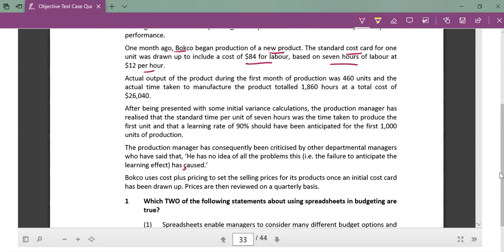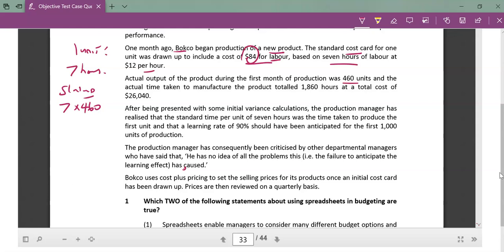So this is quite normal. This is what we do, isn't it? We say, okay, £84 for labour, 7 hours. To make one unit, we need 7 hours. And it says here that the actual output during the first month was 460 units. So in a normal variance analysis question, I would say that the standard amount of hours I would expect in order to make 460 units would be 7 times 460. Let's find my calculator.